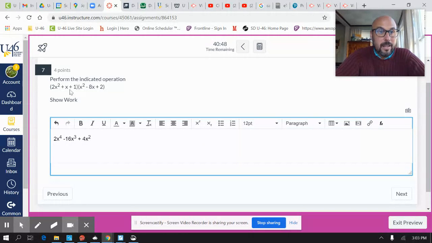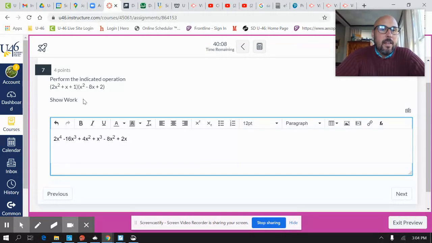So those 3 terms are the result of just distributing 2x squared to all 3 of these. Now we do the whole process again, but we distribute x to all 3 things, and then we'll distribute 1 to all 3 things. Okay, x. x times x squared. Well, that's 1x times 1x squared. 1 times 1 is 1. And x times x squared is x to the 3rd. 1x times negative 8x is negative 8x squared. And x times 2 is 2x.